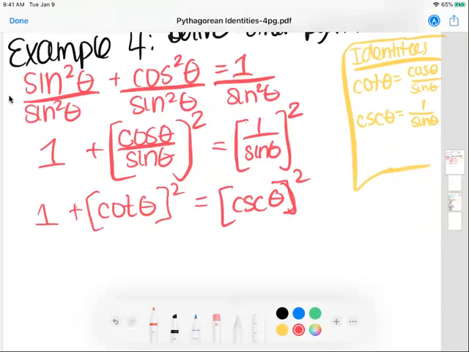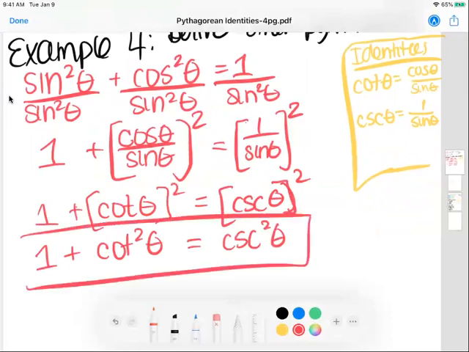Now I can move those squares on the inside to keep our notation correct. So 1 plus cotangent squared theta equals cosecant squared theta. And there's our second identity. So you guys derive the third.